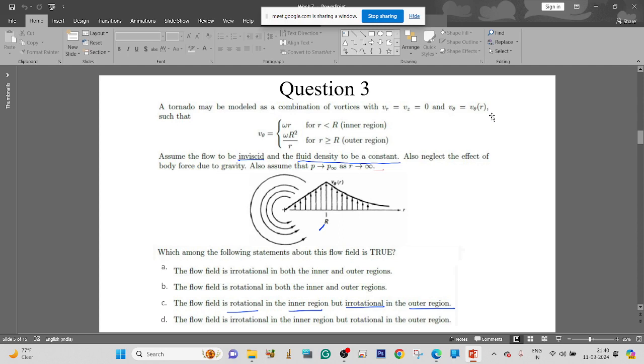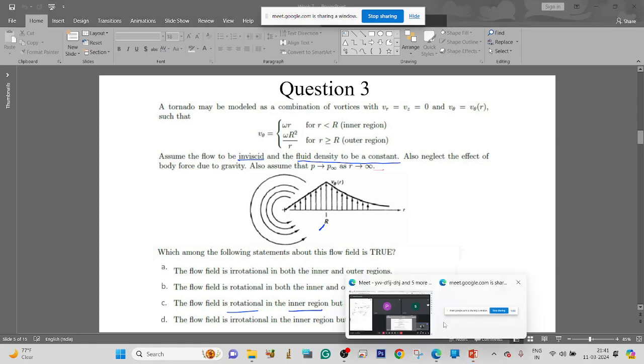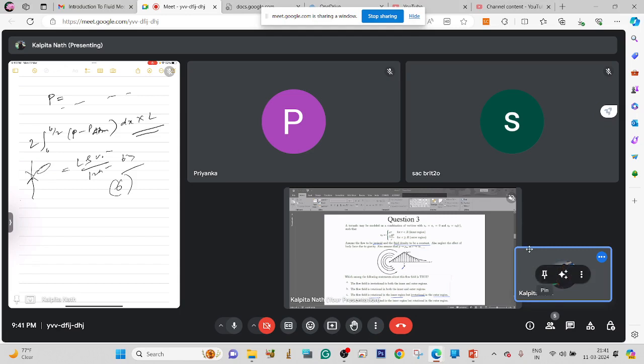So can you solve this for me? Whether the flow field is irrotational in the inner region or outer region, or rotational in inner or outer, or vice versa? Can you solve this? Hello? Doing, ma'am. Yeah, sure. Do that.